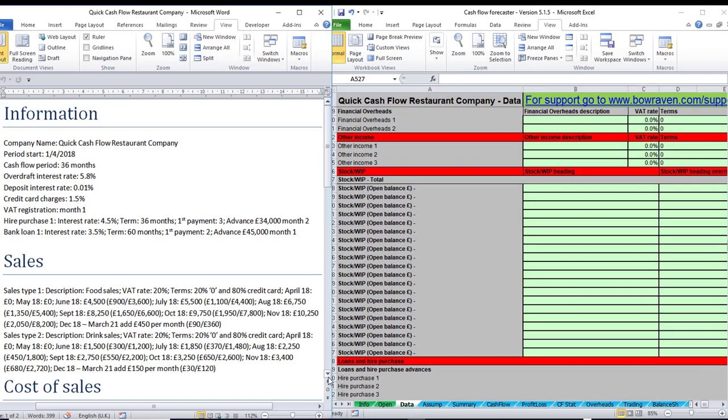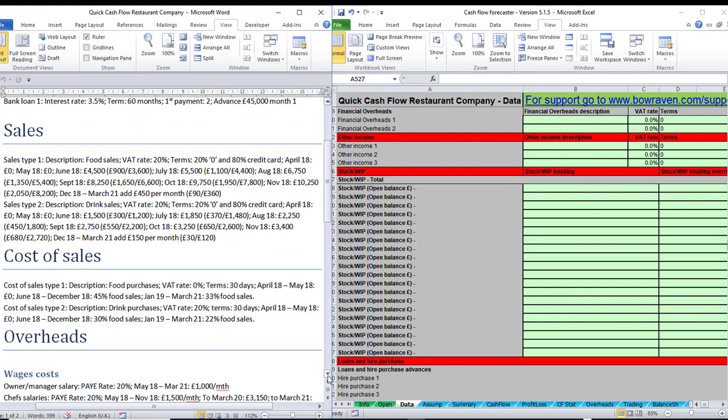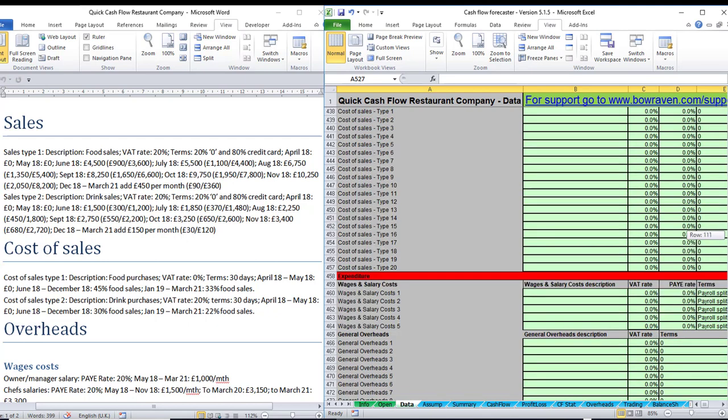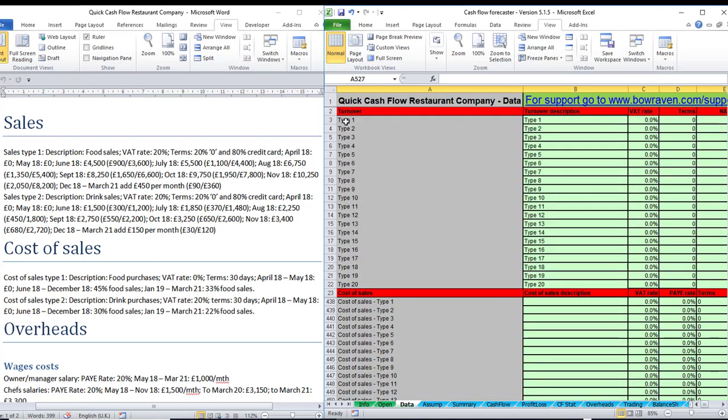So the next piece of information I'm going to be entering is my sales. Let's just scroll up to the top, and the first one is sales of food sales. But actually I'm going to be splitting this between cash sales, i.e. 0 terms, and credit card sales. And the reason I split out the credit card sales is so that the rate I put in is applied to those card sales.